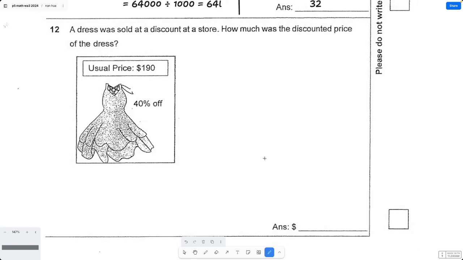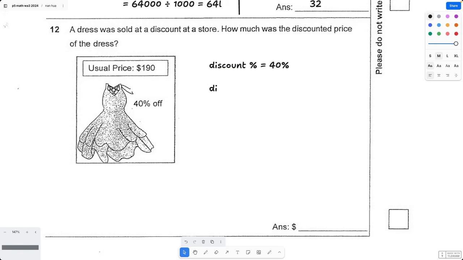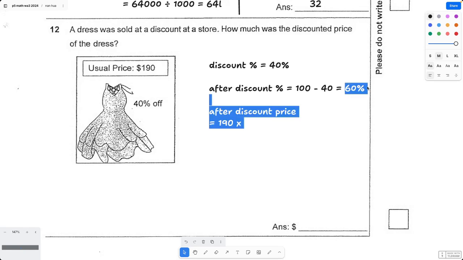Question 12. A dress was sold at a discount store. How much was the discounted price of the dress? So it's 40% off. So what we can do is say the discount percent is equal to 40%. So after discount percent will be 100 minus 40, and this gives us 60%. So now we want to get the after discount price, which is equal to 190 times 60%, in this case over here.